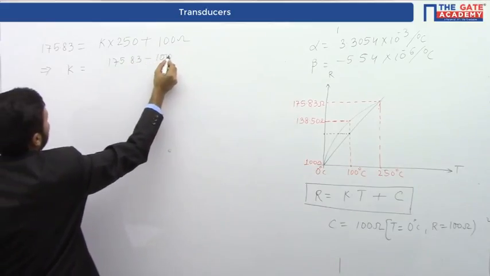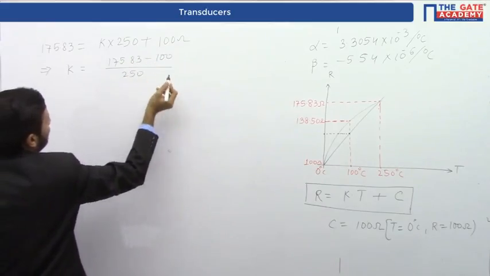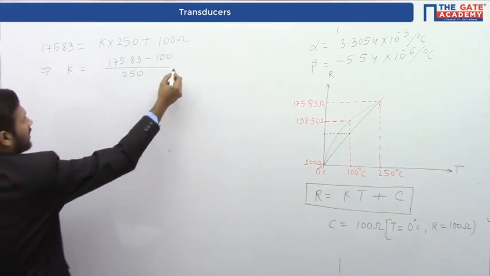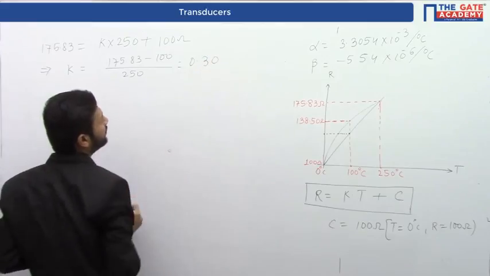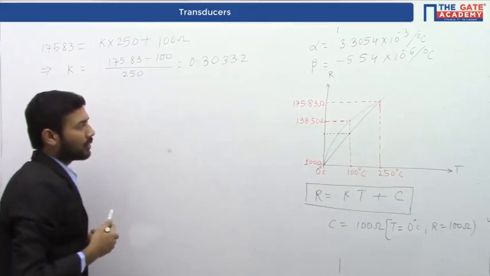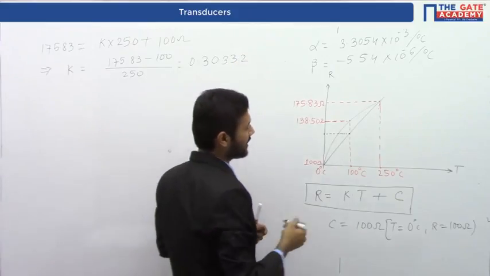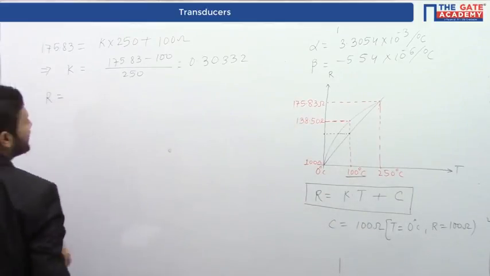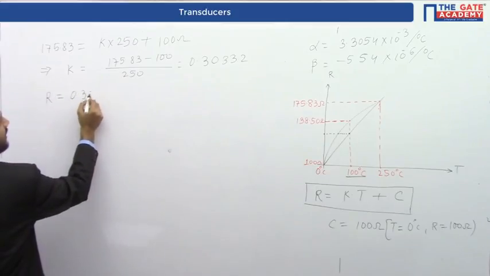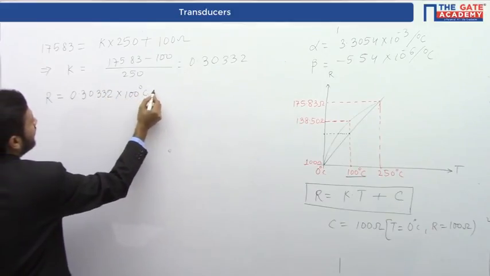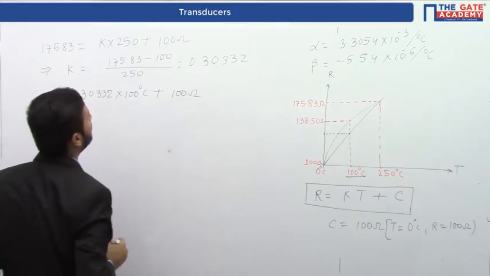So our K value is given as (175.83 minus 100) by 250, and this value is almost equals to 0.30. This K is approximately equals to 0.30332. So we have to find the value of resistance at 100 degrees C. Now I am just putting R equals 0.30332 into 100 degrees C plus 100 ohm.